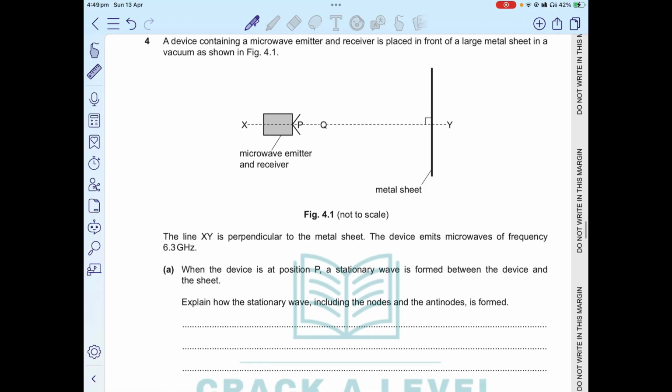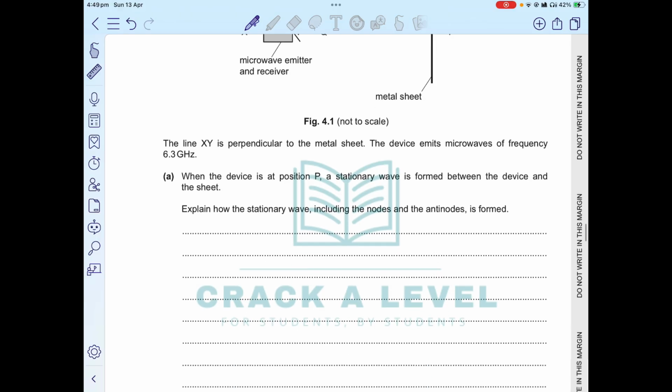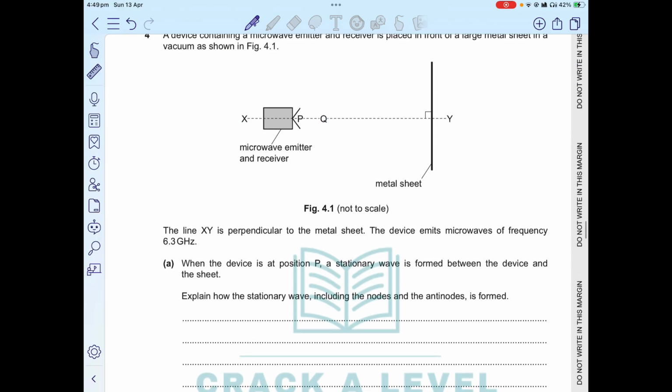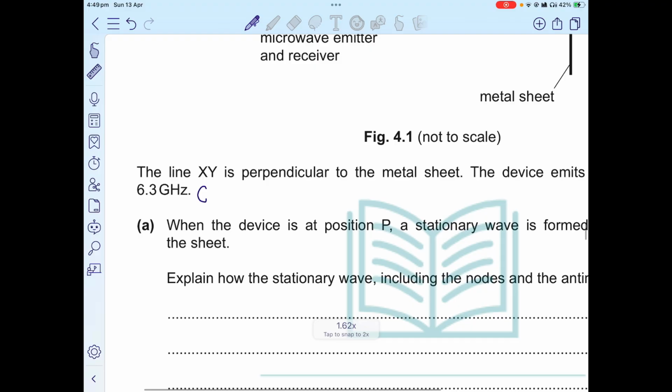The next question is this one. A device containing a microwave emitter and a receiver is placed in front of a large metal sheet in a vacuum, as shown in figure 4.1. The line XY is perpendicular to the metal sheet. The device emits microwaves of constant frequency 6.3 gigahertz, which is 6.3 × 10^9 Hz.